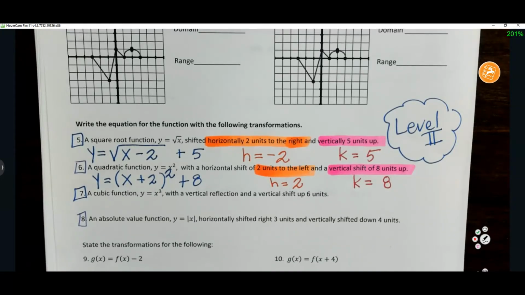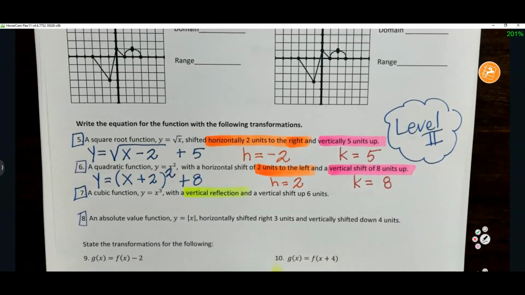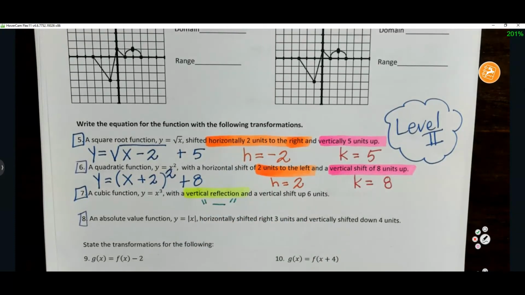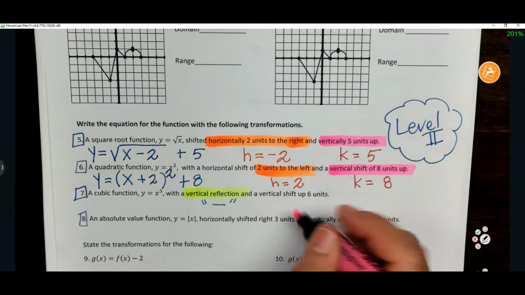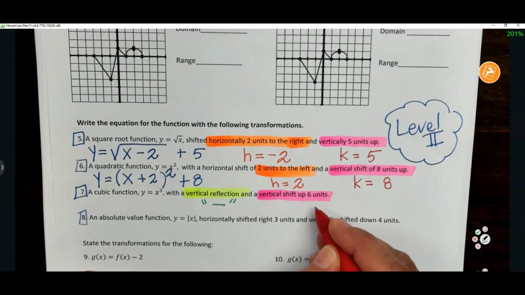All right, for the next one, guys. We have a cubic function of y equals x to the third. Y'all, if you see vertical reflection, that's not a number. That's a symbol. What symbol means vertical reflection? Negative. Mm-hmm. So draw a negative symbol to remind yourself. And then a vertical shift of 6 units up. That's just plus 6. For which value? Which value is this? There you go.